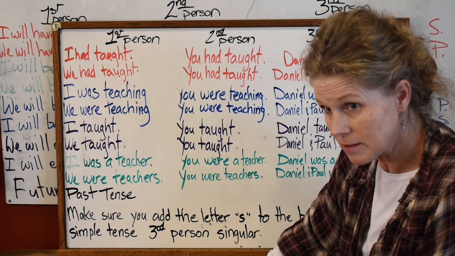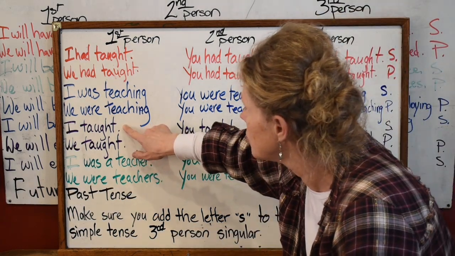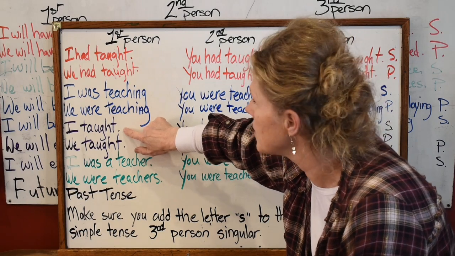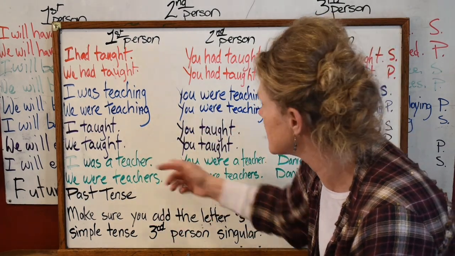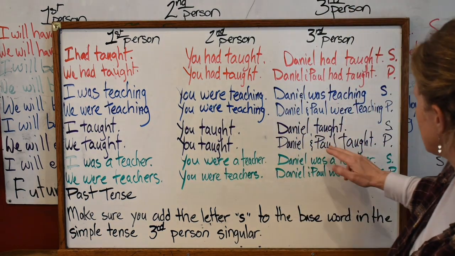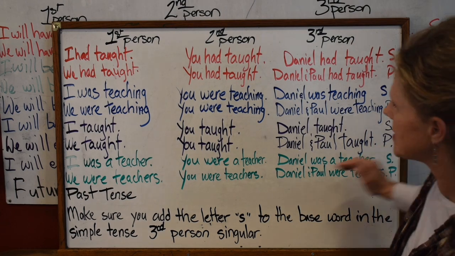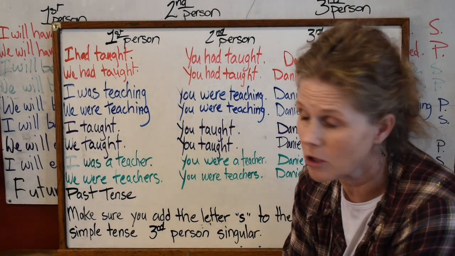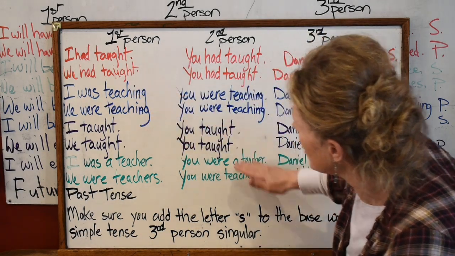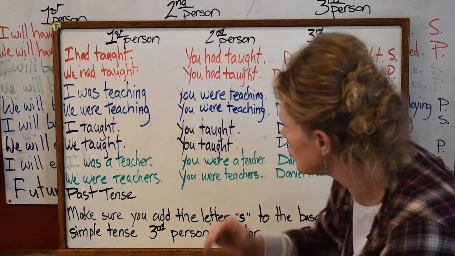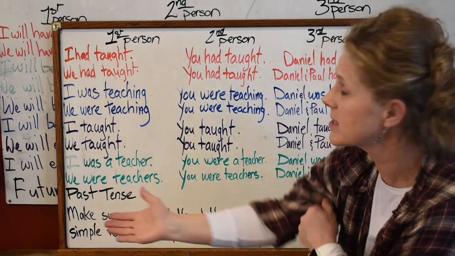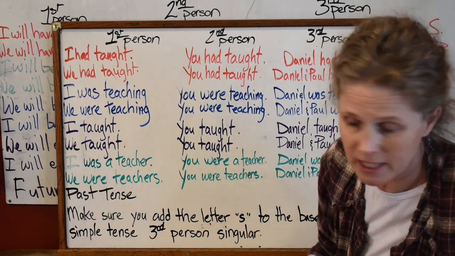Does that make sense? So this is an irregular verb that is in the simple past. We taught, you taught, Daniel and Paul taught. It's the same thing. You don't have to change it when it's in the past. Past is easy also. You just need to study it and figure it out so that you're understanding. Past doesn't have as many changes in it.